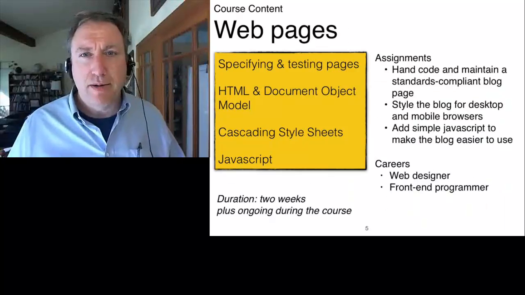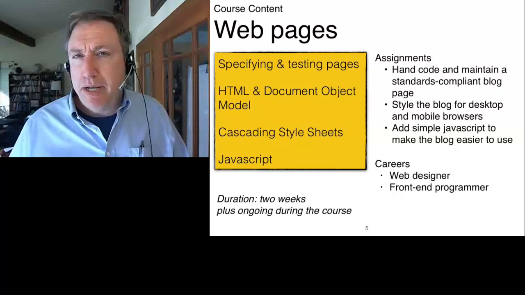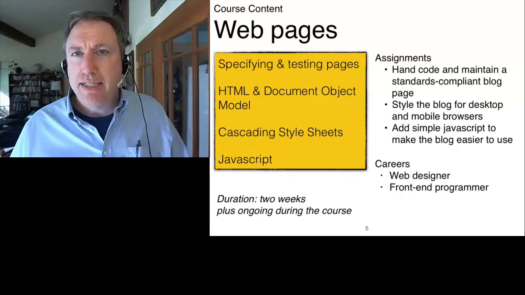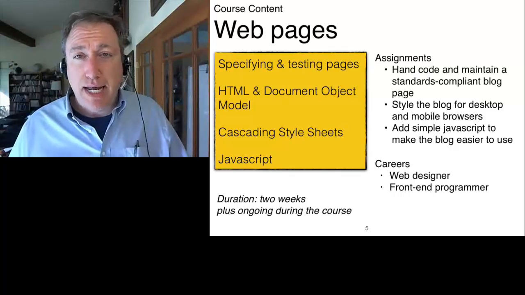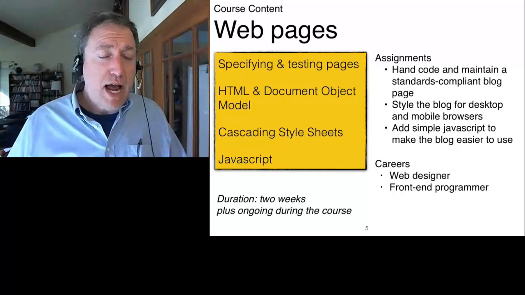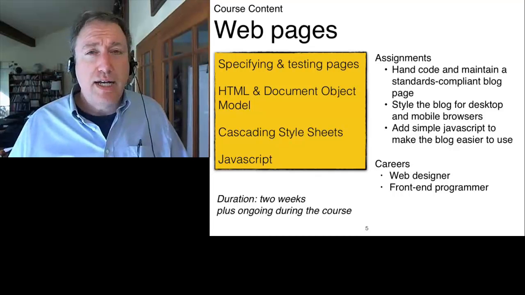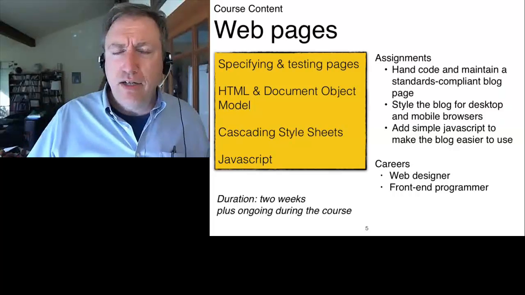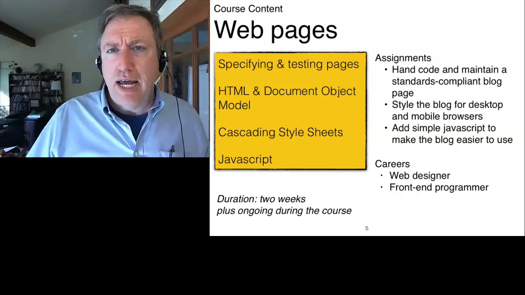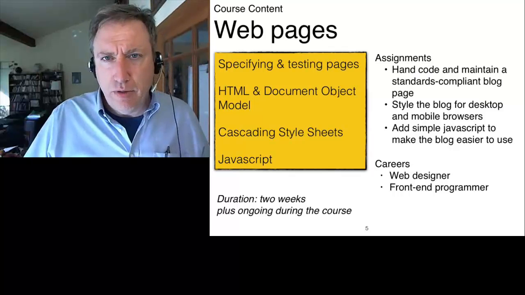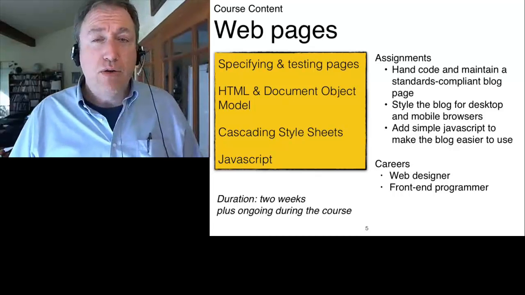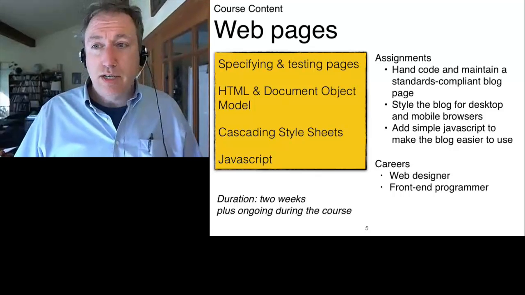Let's go into the next area, web pages. We'll be specifying and testing and building web pages. We'll learn about the HTML, the hypertext markup language, the cascading style sheet language. We'll learn about the document object model, and we'll touch on how JavaScript is used in modern web pages. You'll be hand coding and updating a one-page blog every week. Just like every web company out there, you'll constantly be putting out new releases. That's how it works here.